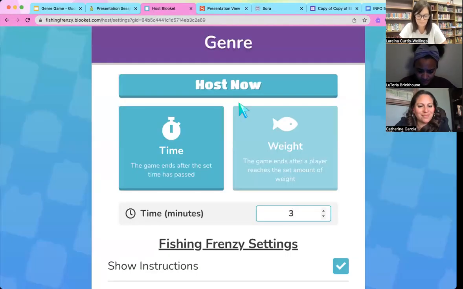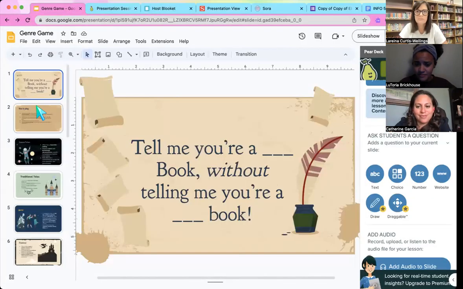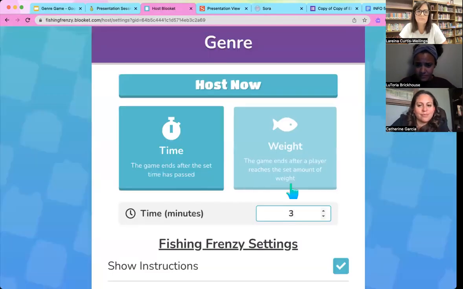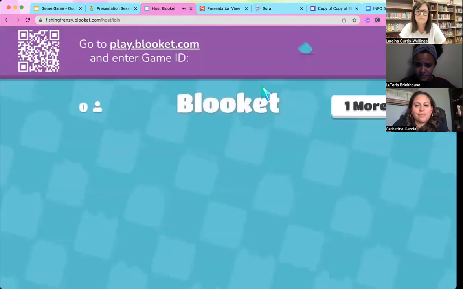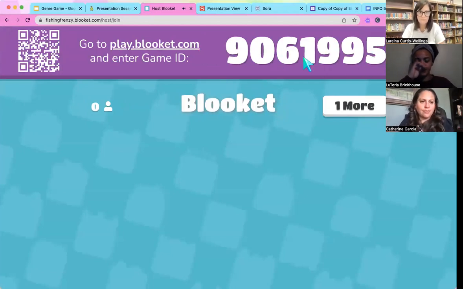I have a Blooket. I've got a 3-minute timer on the Blooket, and it's all about just a quick little review over different types of genre. So let's see if it will let me in. Okay, there's the website, blooket.com. And then I've got the code up here in the top, or you could scan the QR code in the top left corner as well.